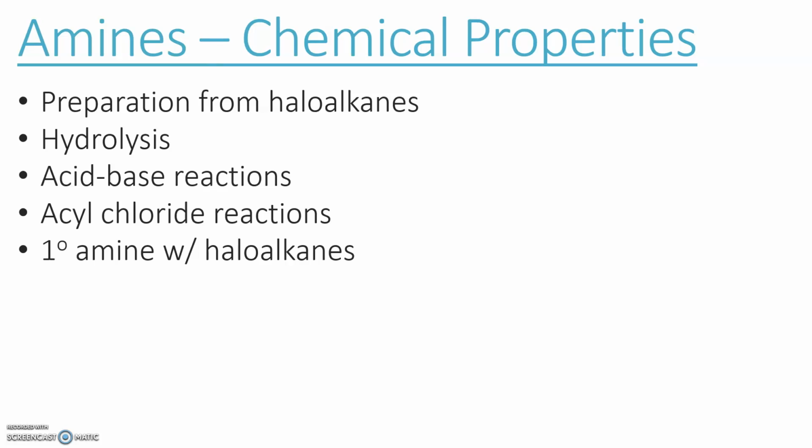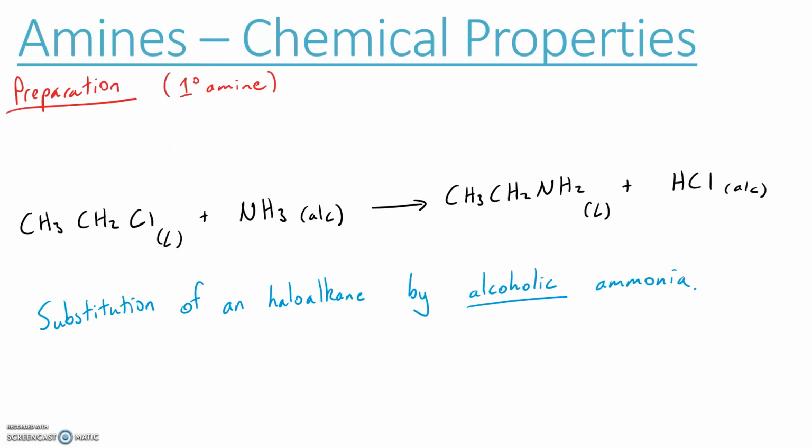Okay, so we're going to look at a few different reactions. We're going to look at preparation from haloalkanes, hydrolysis, acid-base reactions, reaction with acid chlorides, and reaction with haloalkanes. Okay, so preparation, we can prepare an amine by reacting a haloalkane, so in this instance chloroalkane, with ammonia in alcoholic conditions. So it's a substitution reaction where the halogen atom is replaced with NH2. And we see that over here. We've got the same molecule, but NH2 instead of Cl, and then HCl is a byproduct.